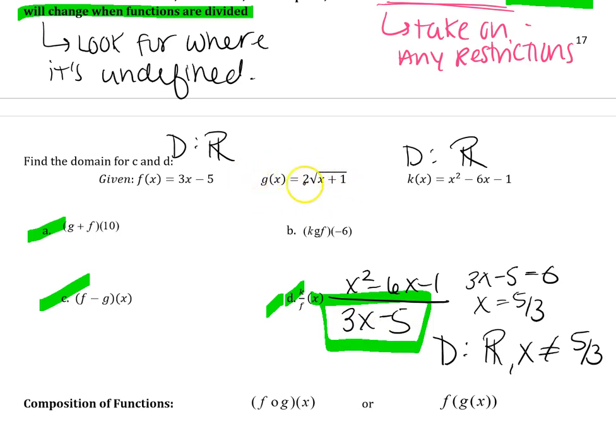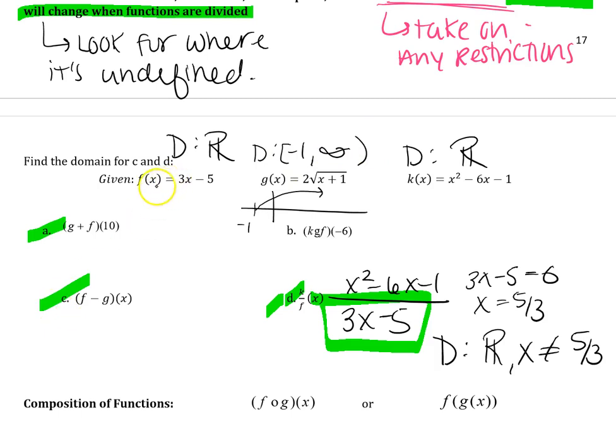G of x, its domain, if you were to look at a graph of this, it's a square root function that's been shifted left 1 unit, vertically stretched by 2. So the domain of that guy is from -1 to infinity.